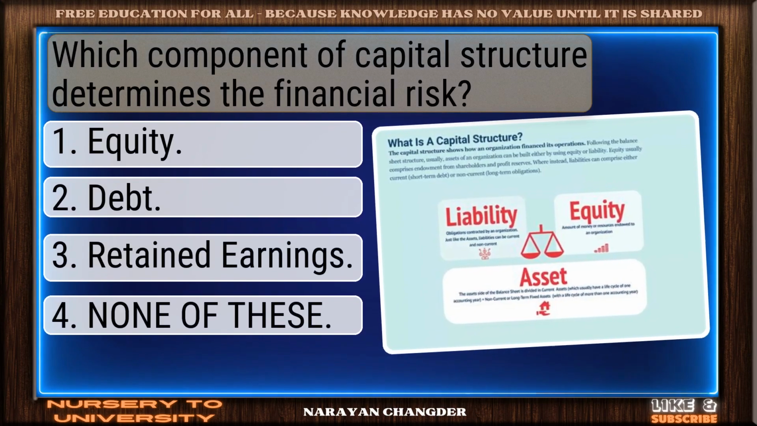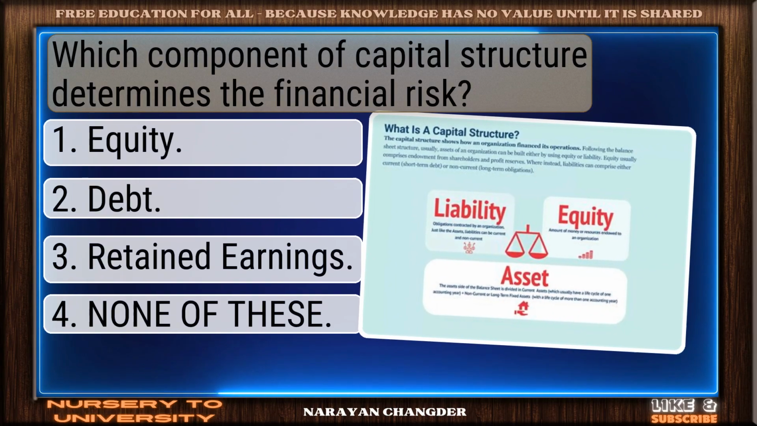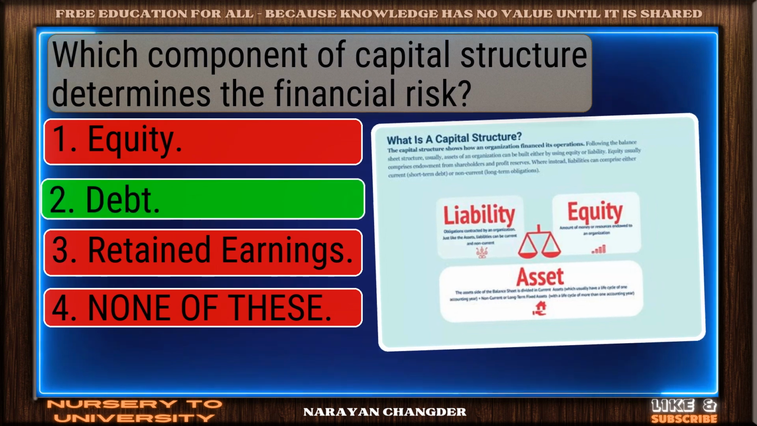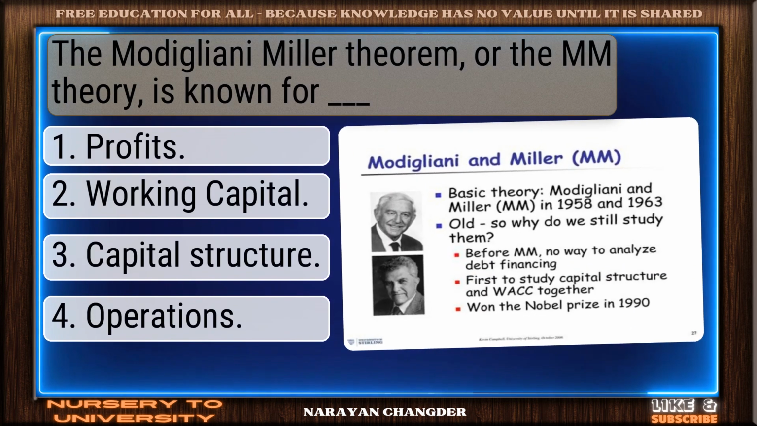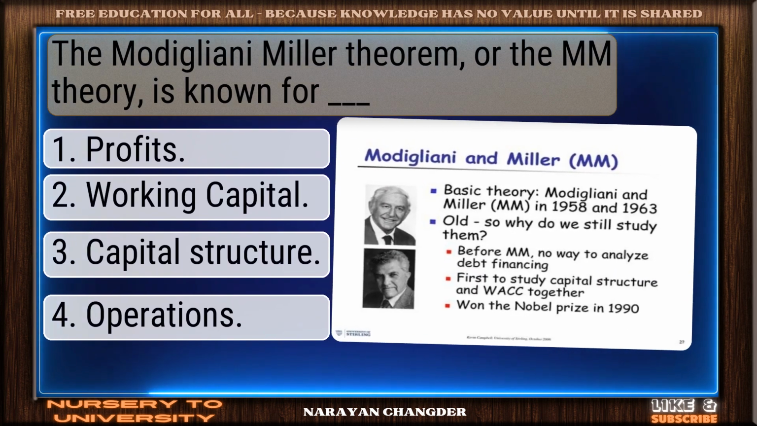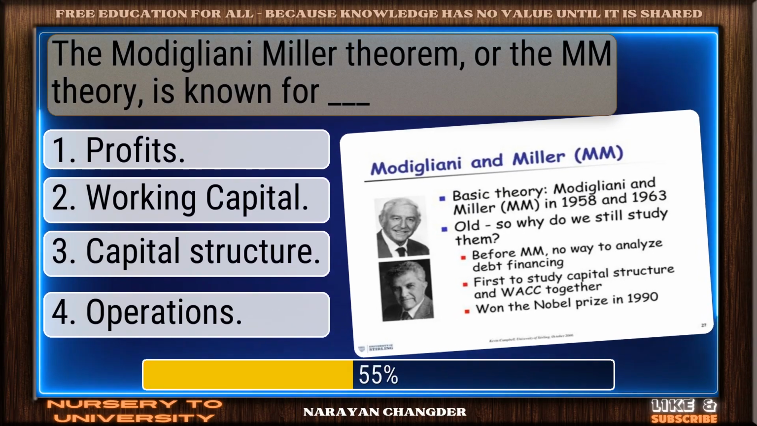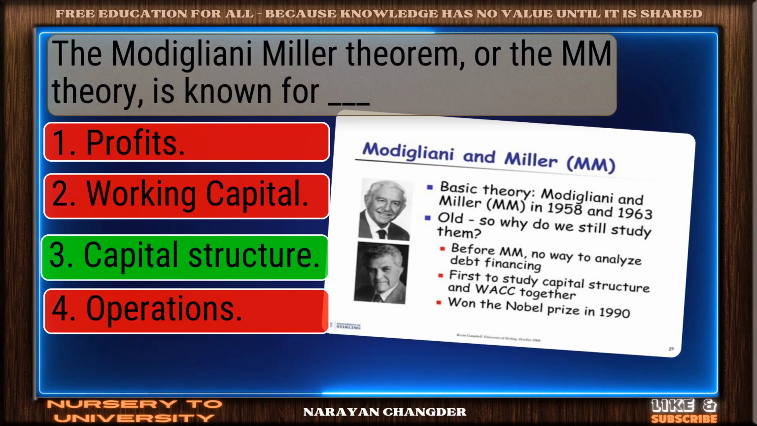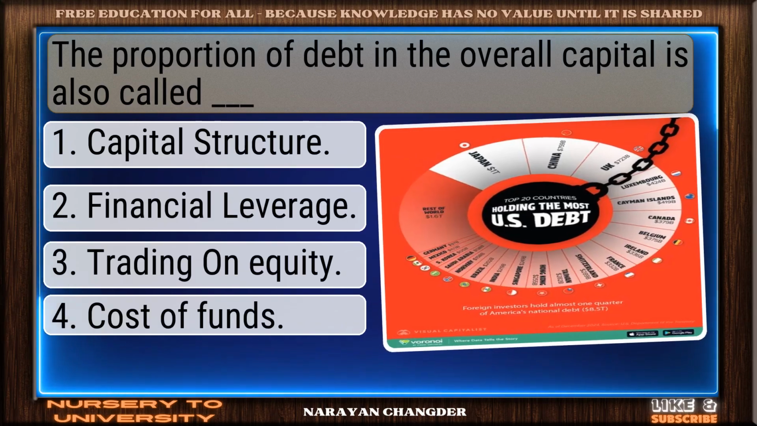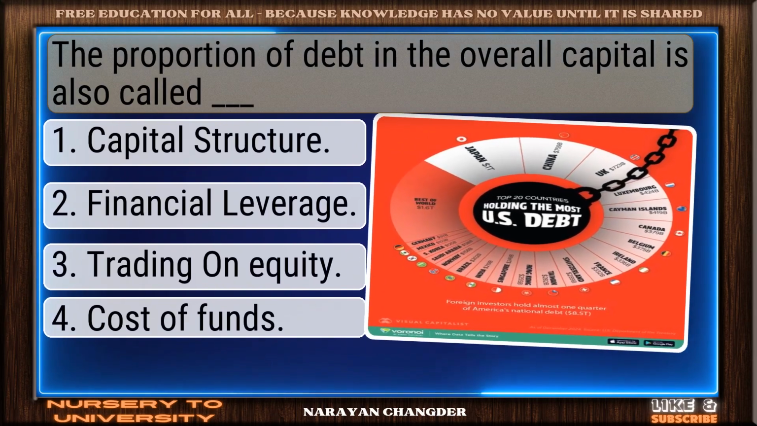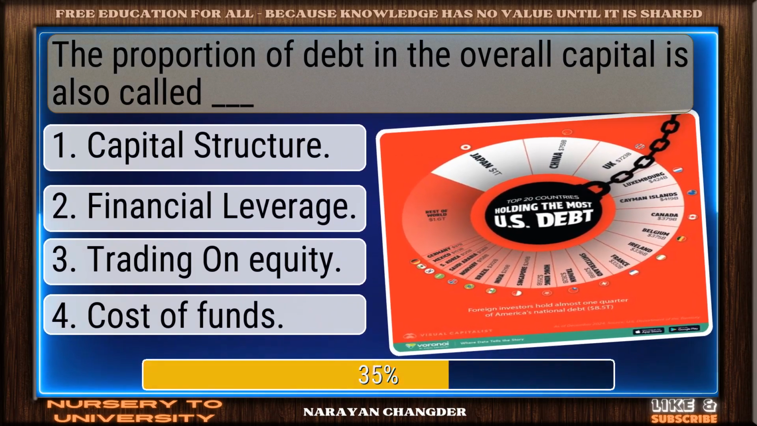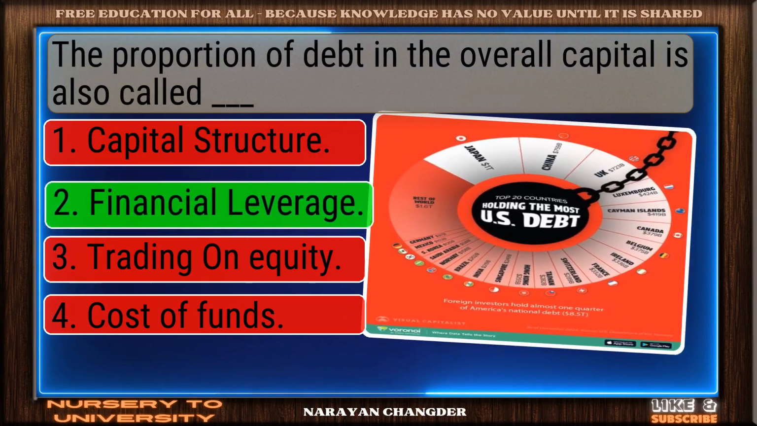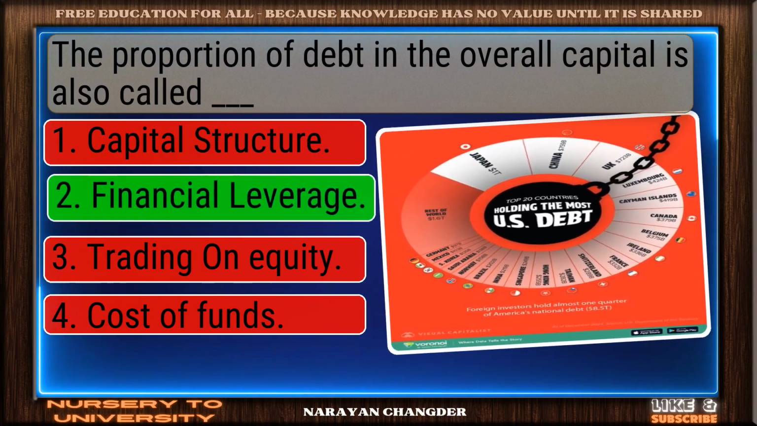Which component of capital structure determines the financial risk? Valid point, debt is true. The Modigliani-Miller theorem, or the MM theory, is known for dash. Well picked. Capital structure is the correct answer. The proportion of debt in the overall capital is also called dash. Good job. Your answer, financial leverage, works well here.